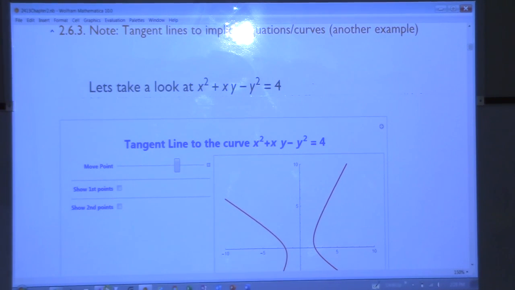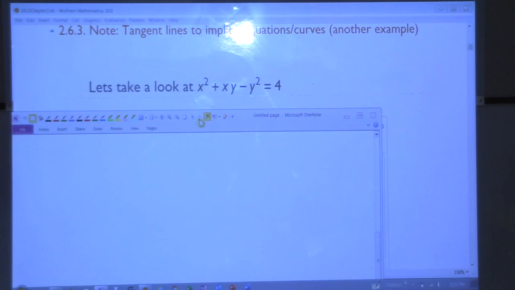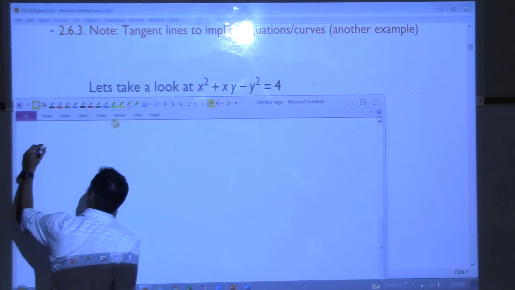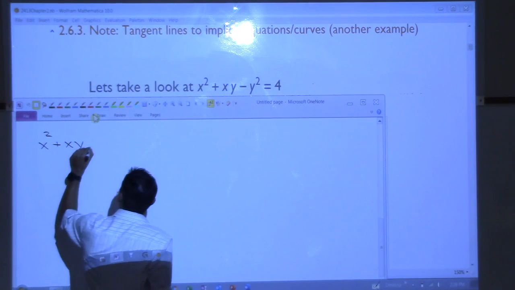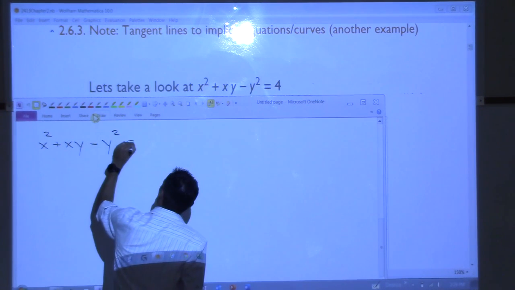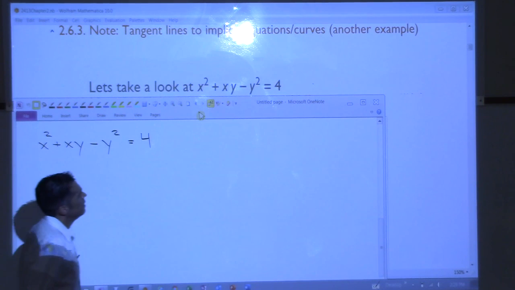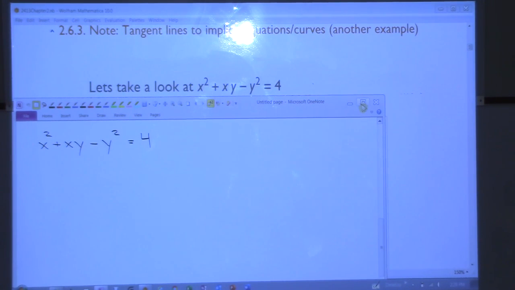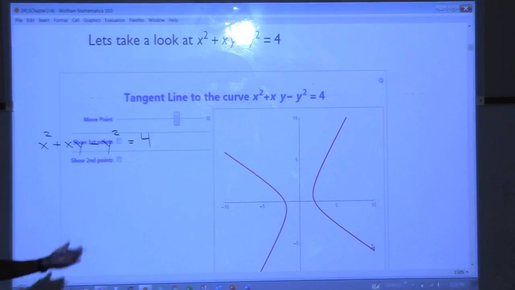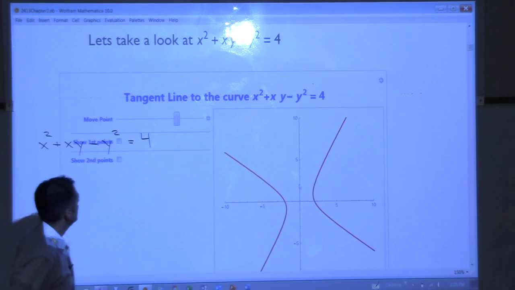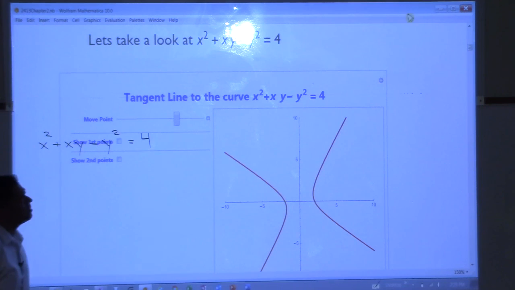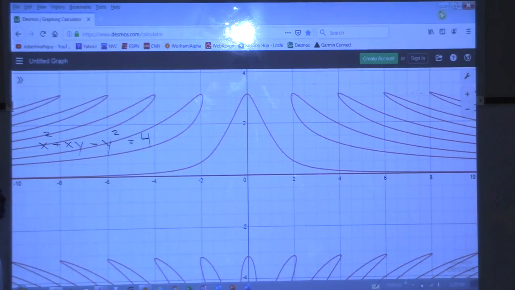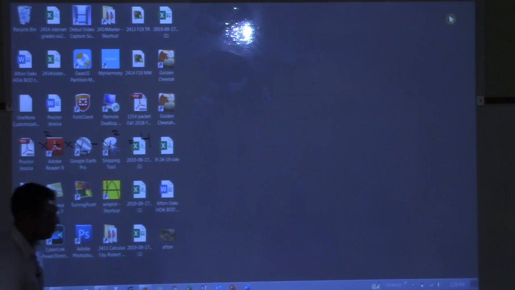We'll go kind of little baby steps here. Let me write it down first. We have x squared plus xy minus y squared equals 4. And just so you know, that's the graph. And it does fail the vertical line test, obviously. So can we still find slopes of tangent lines here? Should be able to.